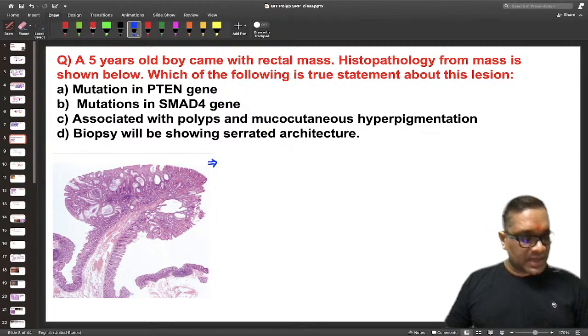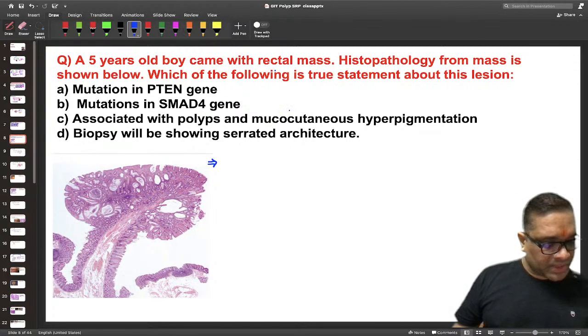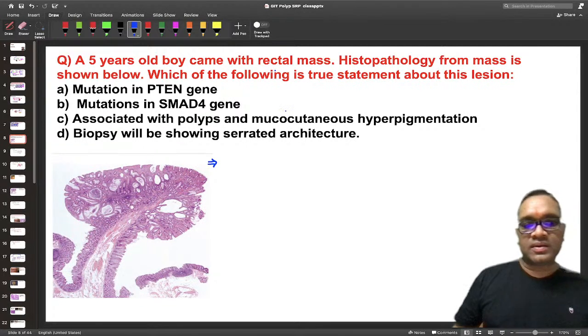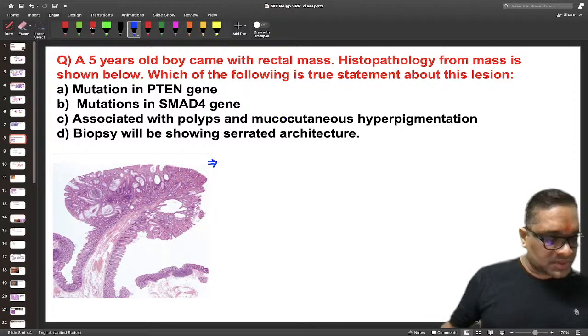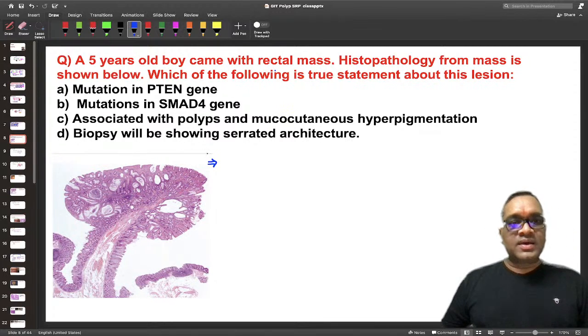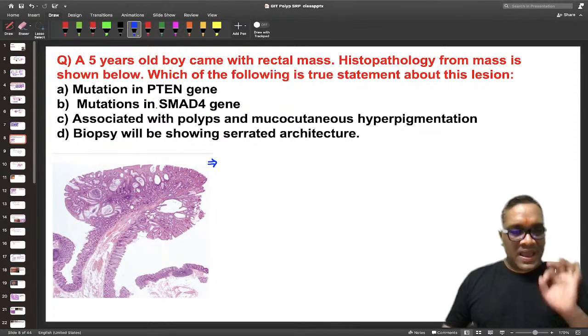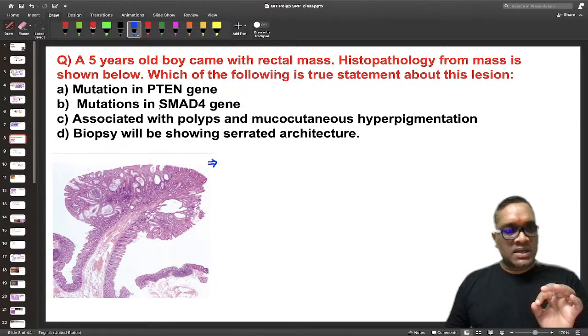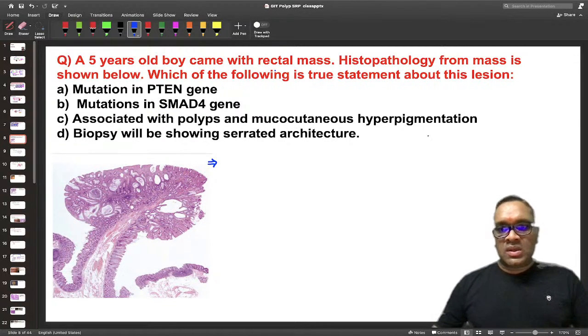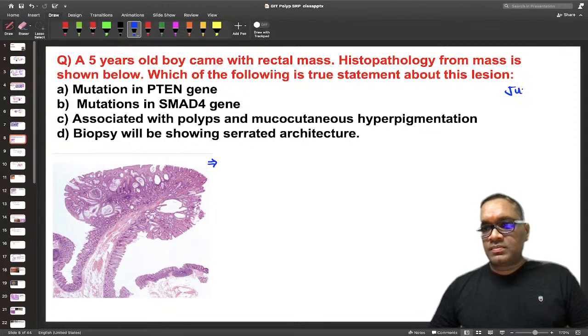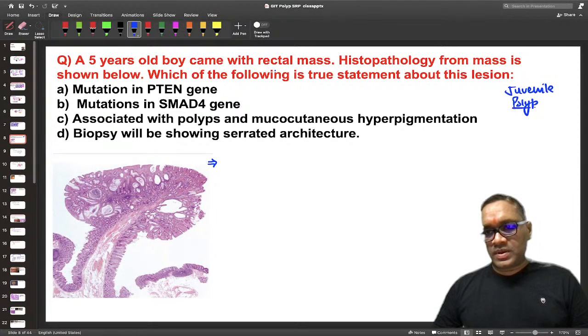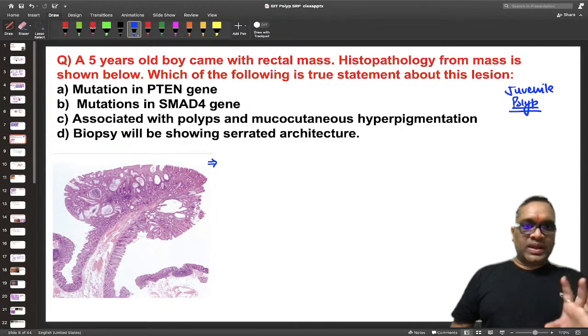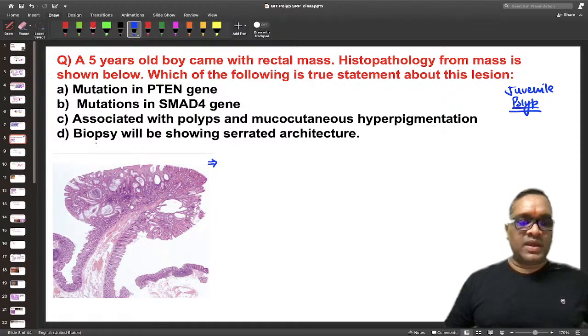See, this question is a very sharp MCQ, right? So the first answer was given by Microarray 1. The first correct answer I got from the student called Microarray 1, right? So this is a 5-year-old boy with a rectal mass. You should think about juvenile polyp, right? You should think about juvenile polyp, right? Juvenile polyp.